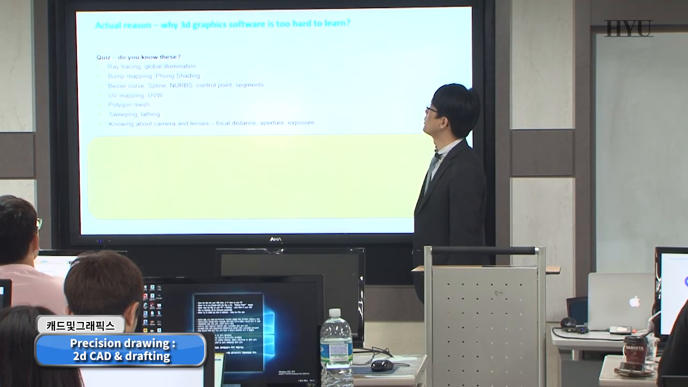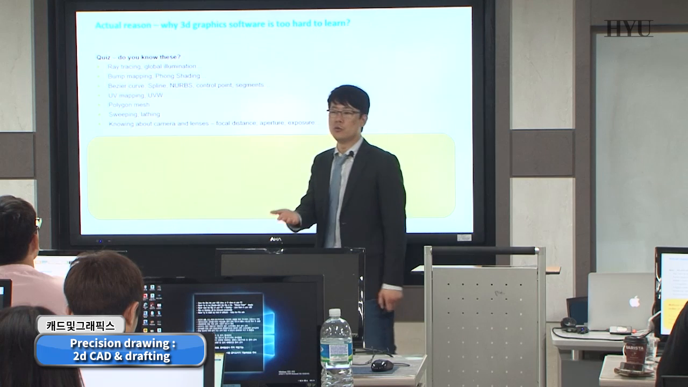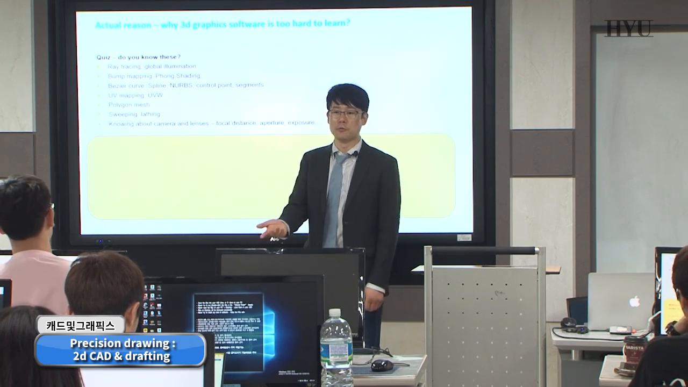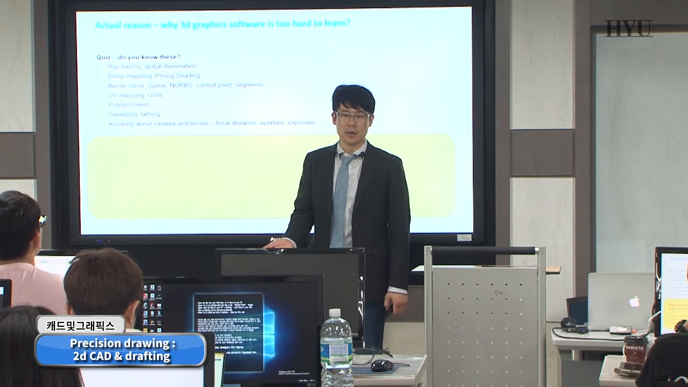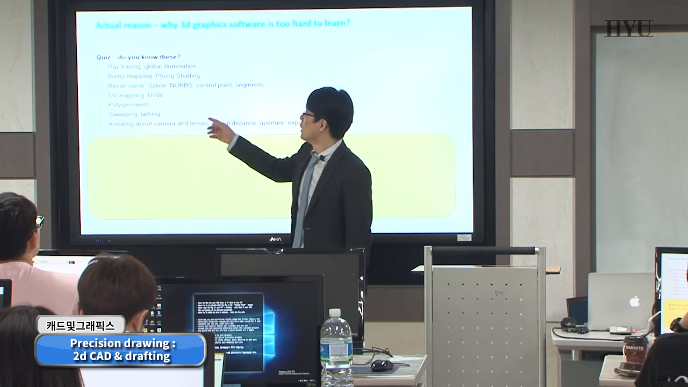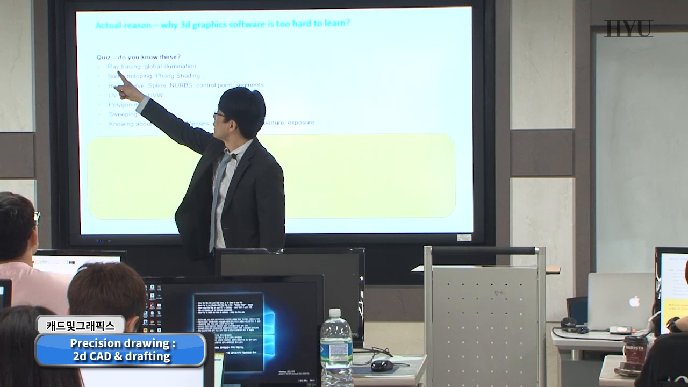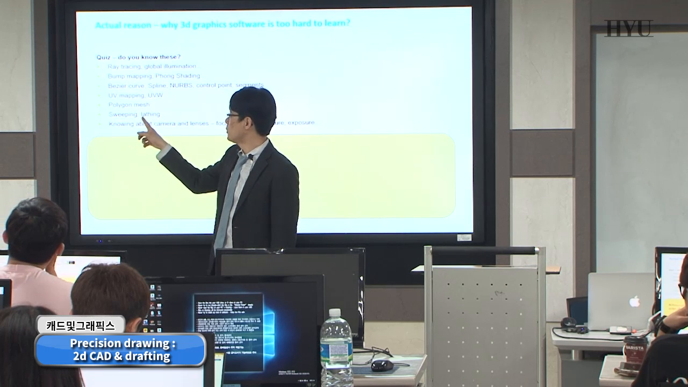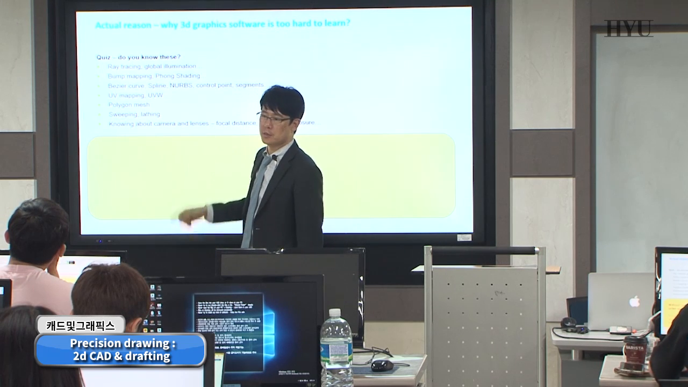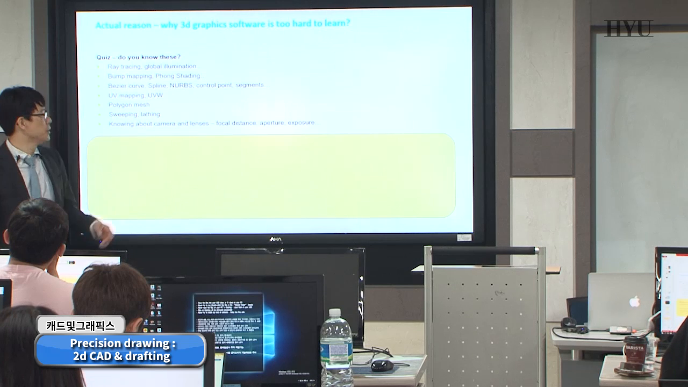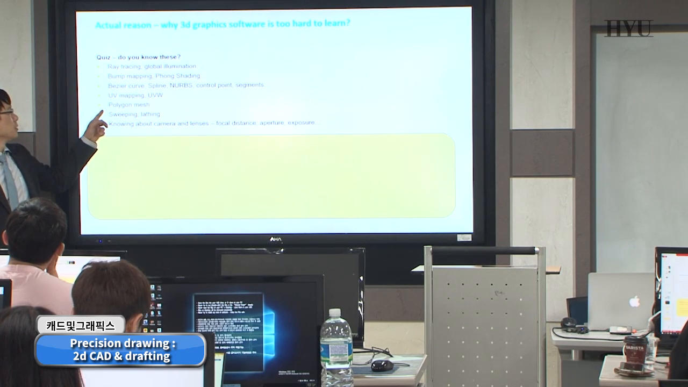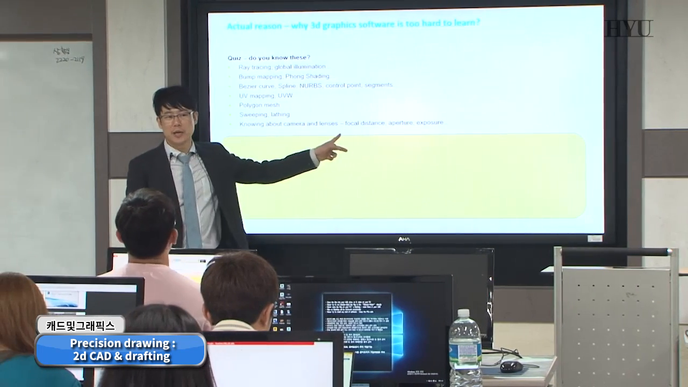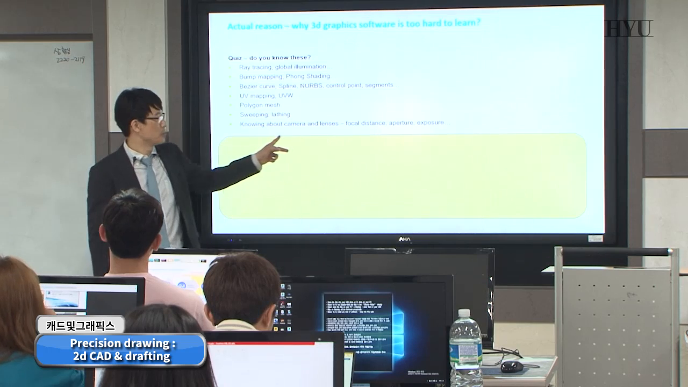Why is 3D graphics software too hard to learn? Why do you feel Rhino looks complicated? Why do you feel even SketchUp is difficult to learn? Okay, do you know these? Ray tracing, bump mapping, UVW, polygon, sweeping, camera and lens, and so on. Do you remember we have learned something about sweeping today? Also, we learned something about camera and lens last time, okay?